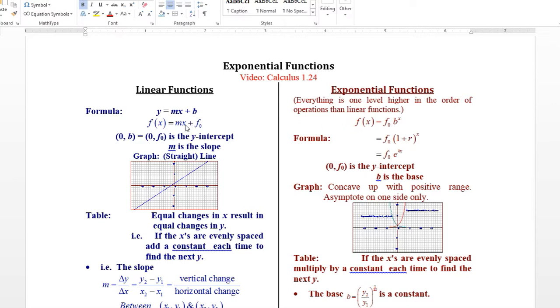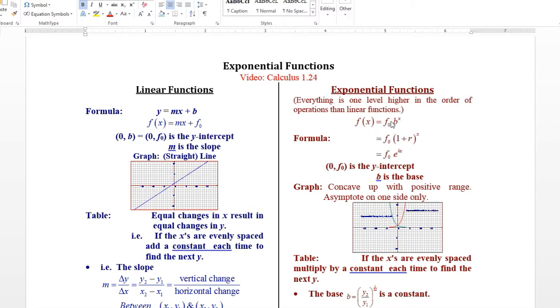Multiplication's one level higher than addition. Here, we're repeatedly adding this slope m. Here, we're repeatedly multiplying by this base b. And I have a tendency to try to use the letter b for the base. Some people will use r for common ratio, but I reserve r for something else here. So we use b for base, and so we're repeatedly multiplying. Well, repeatedly adding is called multiplication, so this becomes multiplication here. Repeated multiplication becomes powers, so this is an exponent or power right here. Okay, we may come back with some other similarities in a minute.